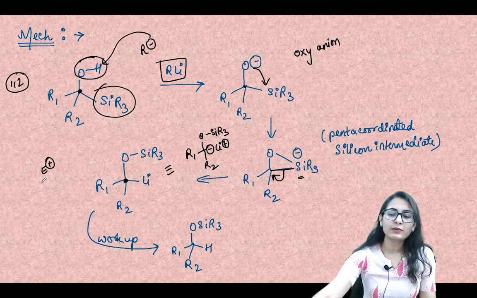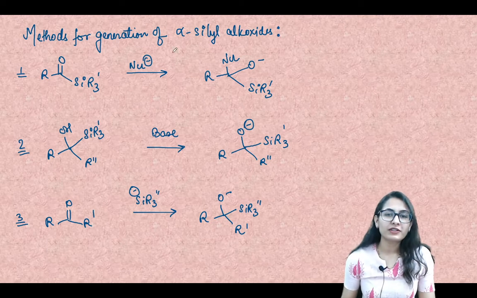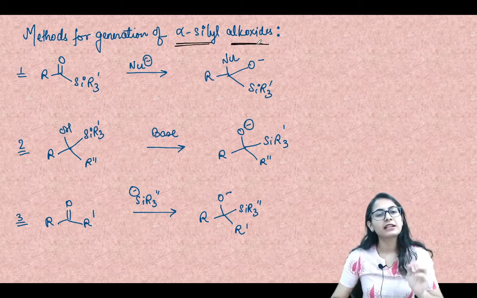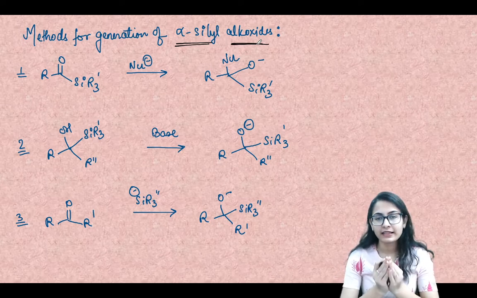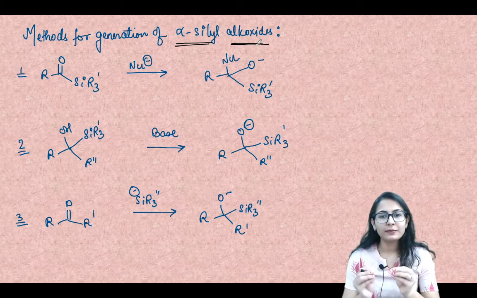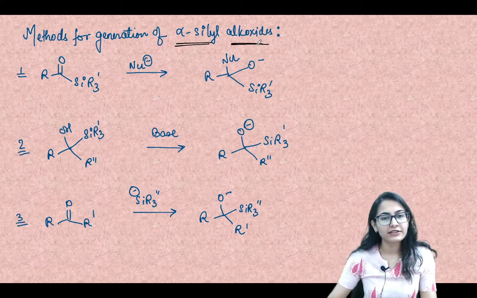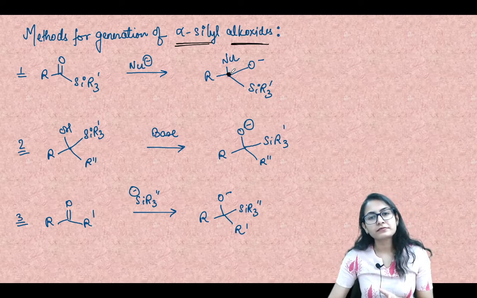So let's quickly see some of the methods of generation of alpha silyl alkoxide basically. Now why have I taken all the methods? Because it's a very simple reaction and you must not get confused if there is only a little bit of change in the reaction mechanism, right? See, ultimately you want the oxyanion, isn't it?